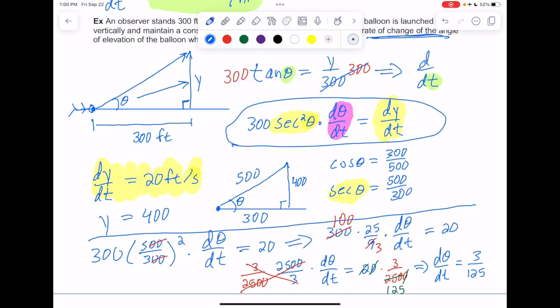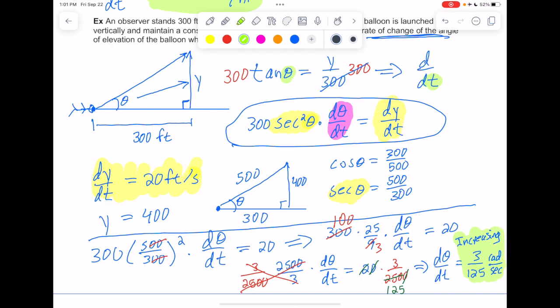And then what would the units be on that? So when we do calculus, we're always doing the units in radians, and then the time was in seconds, so this would be in radians per second. So the angle is changing at a rate of 3 over 125 radians per second. And did they just say change? They did say change. So the other thing I would say is that that angle is increasing because we have a positive rate of change. That means that we have an increase in the angle.